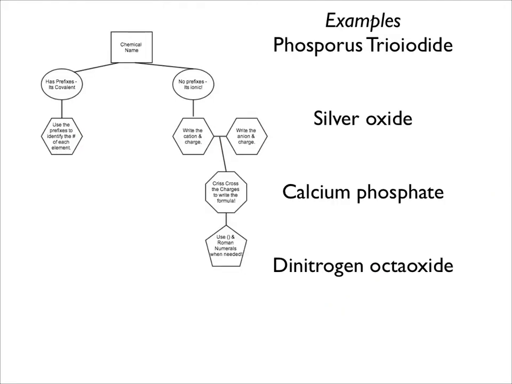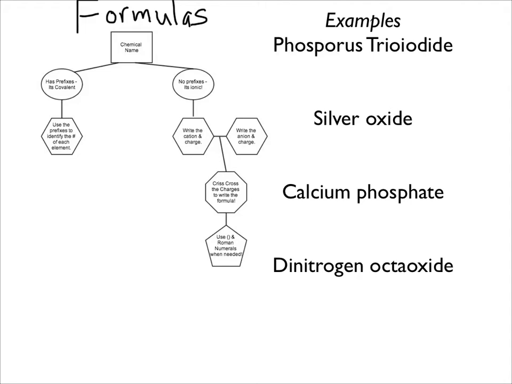Now, if we want to write formulas from names, here's what it looks like. So in this slide, we're going to work on writing formulas. You're going to look at the name and you're going to decide one of 2 things. Does it have prefixes, meaning it's covalent, or does it not have prefixes? So we're going to look at the name and decide if it has prefixes or no prefixes, and then we'll follow the rest of the rules.